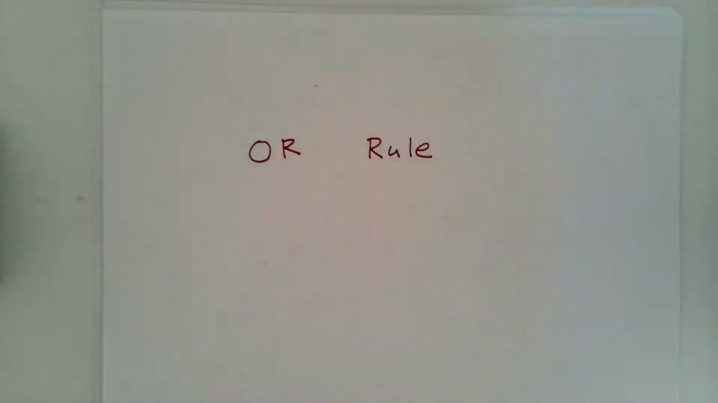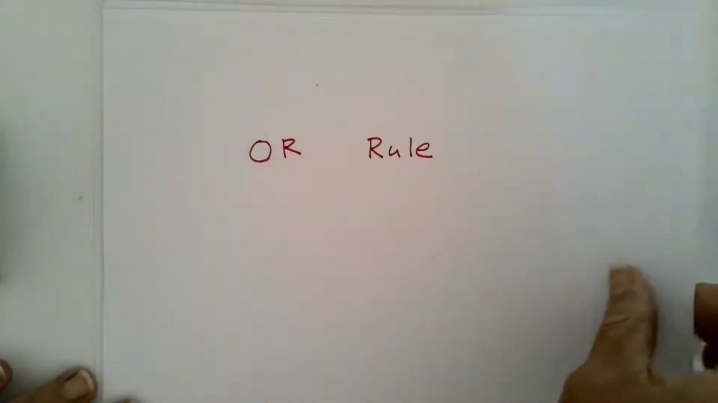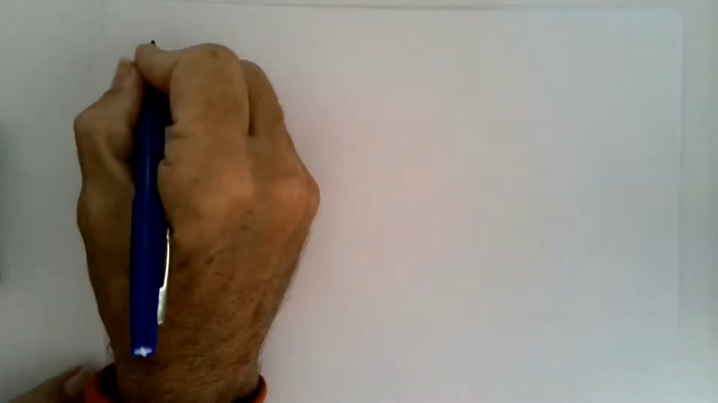This is Bob Calcutta, and this lesson is the OR rule for probability. So let's start by looking at an example. We're going to select a card at random from a deck of 52.